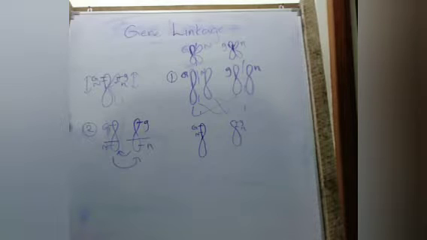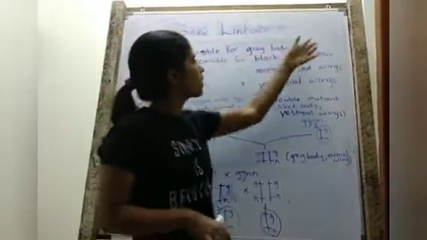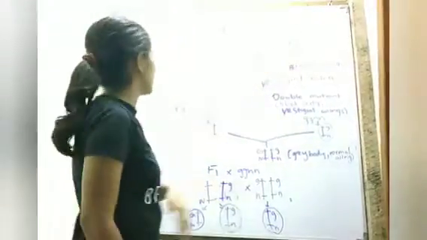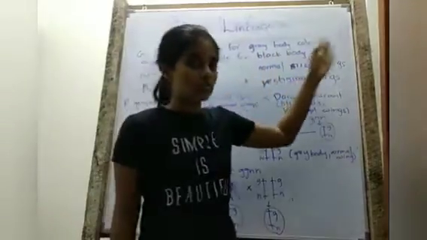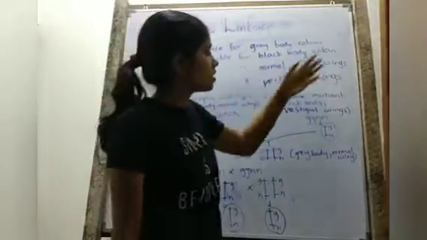So an example for genetic linkage is the inheritance of body color and wing size of the fruit fly Drosophila. So we'll take a look at that. Capital G is the allele responsible for grey body color, simple G is the allele responsible for black body color. Capital N is the allele responsible for normal sized wings. And simple N is the allele responsible for vestigial wings.